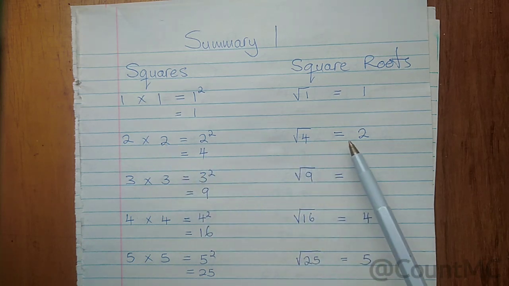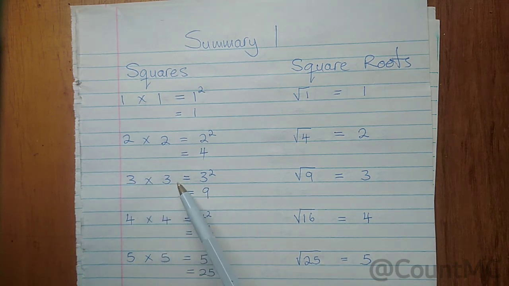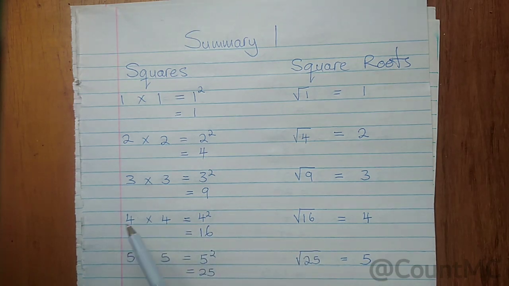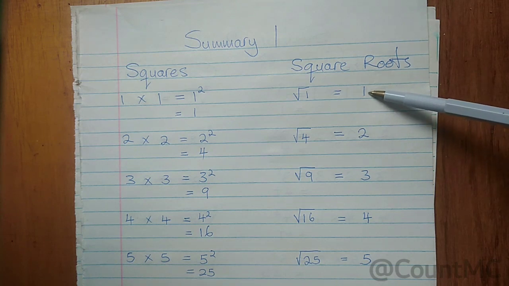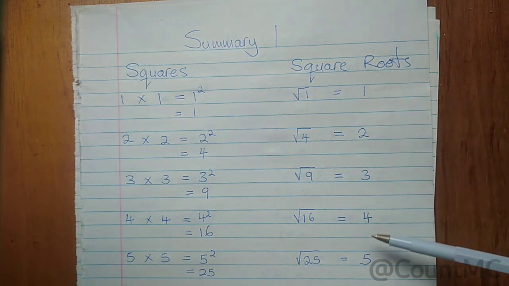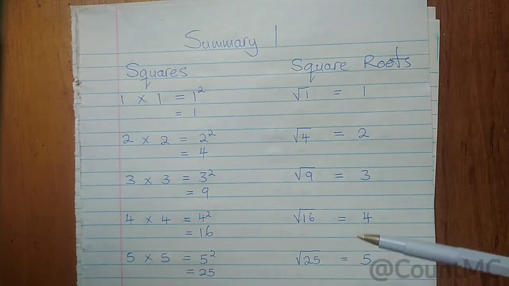So square root of 4 is 2. For you to make 9, it was 3 that repeated itself. So square root of 9 is 3. For you to make 16, it was 4 that repeated itself. So square root of 16 is 4. So you need also to learn from number 1 to number 10 at least what these numbers are square roots of.